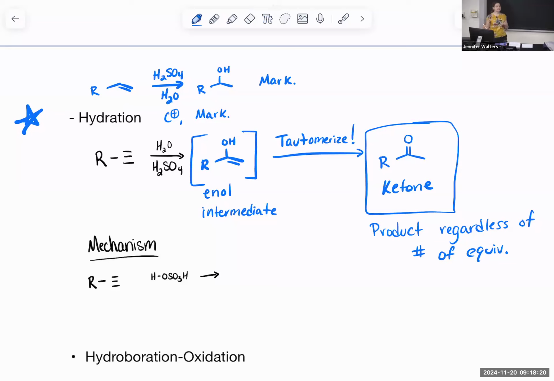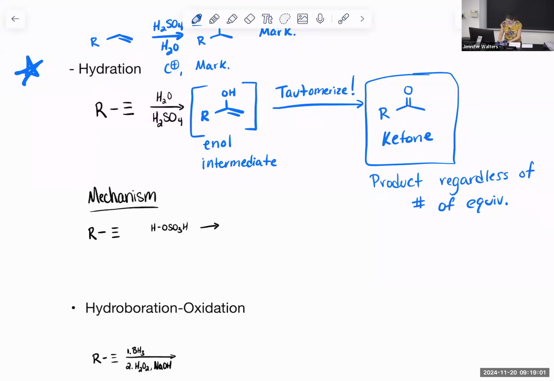It doesn't matter if you have excess water, because as soon as you do that first addition, you make that enol. That enol is so unstable, it immediately tautomerizes to the ketone. And then that ketone no longer has a carbon-carbon double bond, so it can't do the addition anymore, right? Because it's not an alkene anymore. Yeah, so the net transformation is that this hydrogen is going to end up on the end carbon. We're going to do that mechanism right now to illustrate that. Okay, so let's show that mechanism.